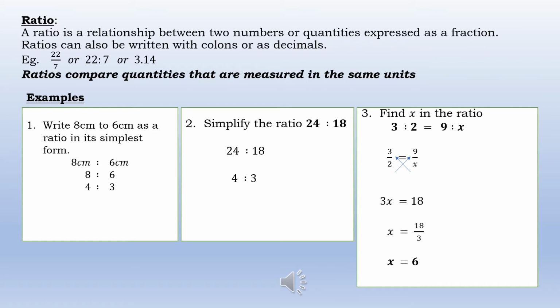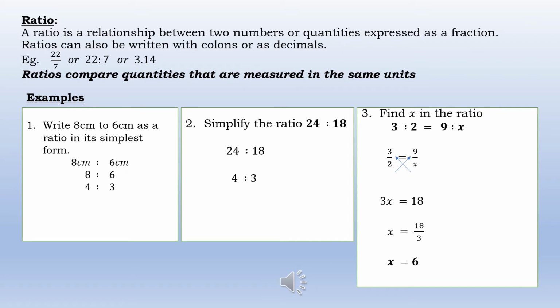Example 3, find x in the ratio 3:2 is equal to 9:x. Now, in order to solve for any variable using the ratio, we need to write those ratios as fractions. So 3:2 as a fraction will be 3 upon 2, and that will be equal to 9 upon x.